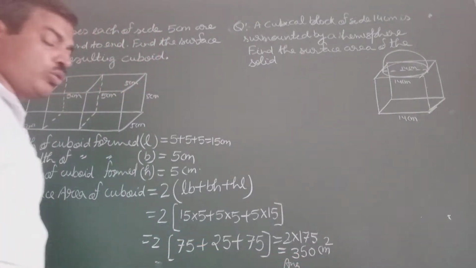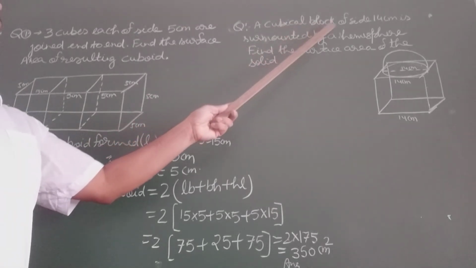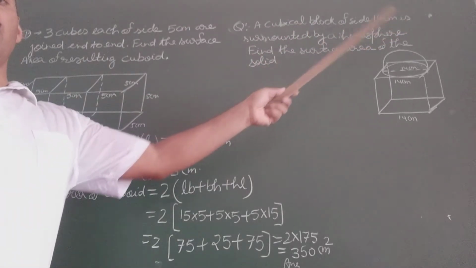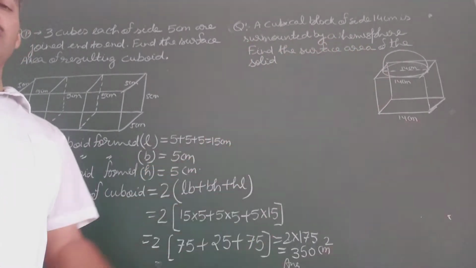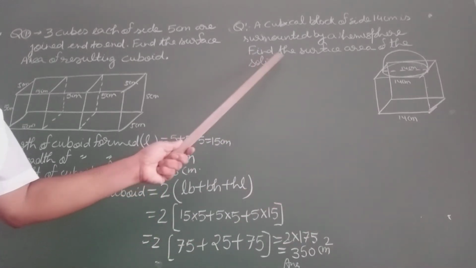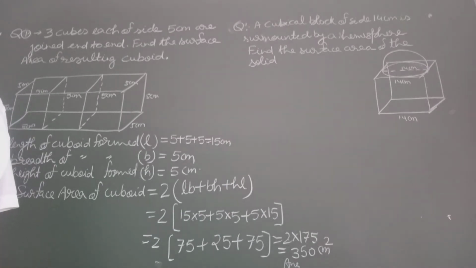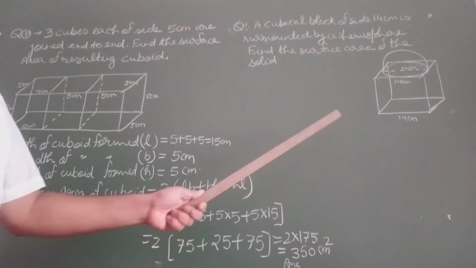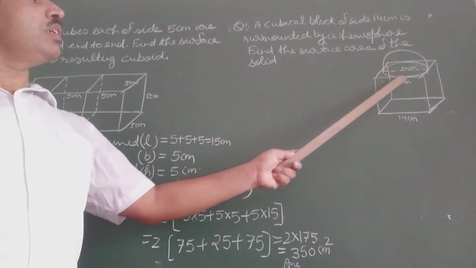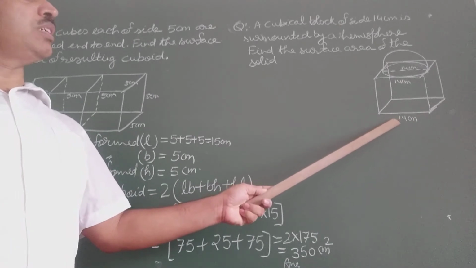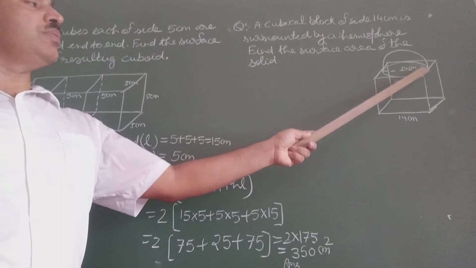Let us solve, students, one more question. A cubical block of side 14 centimeter is surmounted by a hemisphere. Find the surface area of the solid. To find the surface area, let us draw the diagram first. You can see in the diagram, it is a cube of side 14 centimeter and this is a hemisphere. It is surmounted.